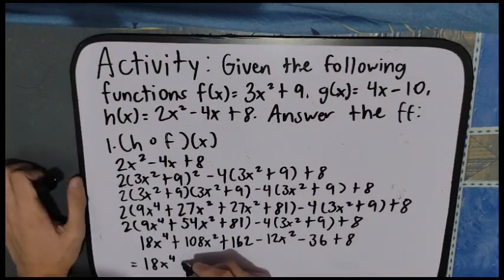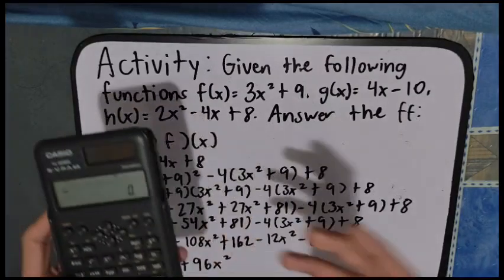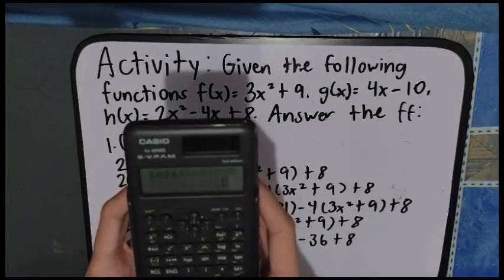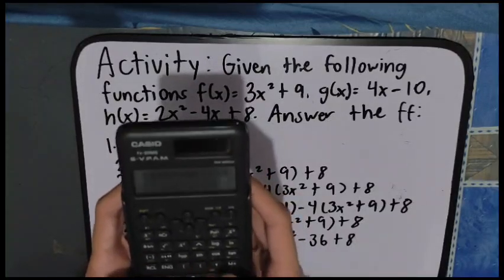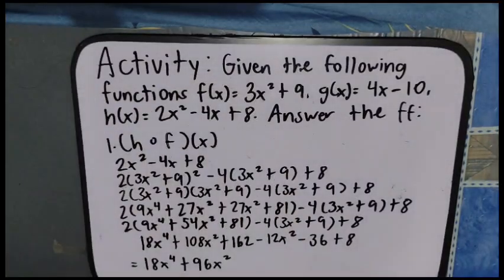So we have positive 96x squared. We just combine like terms. So if we combine positive 108x squared with negative 12x squared, we're going to get 96x squared. Then we're going to combine positive 162 with negative 36 plus 8. So 162 plus negative 36 plus 8, we have the answer of 124.